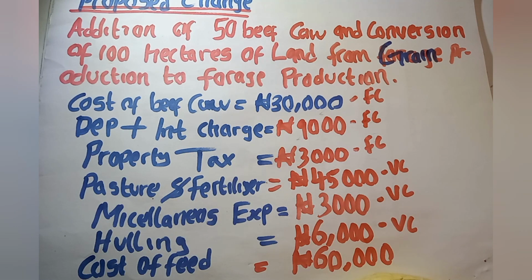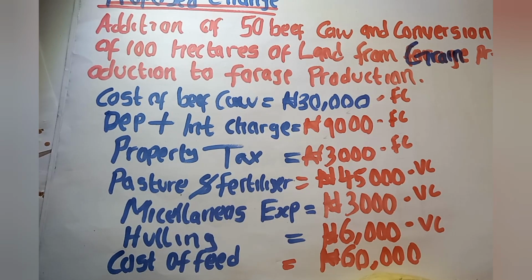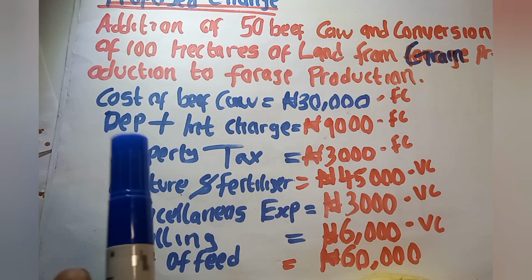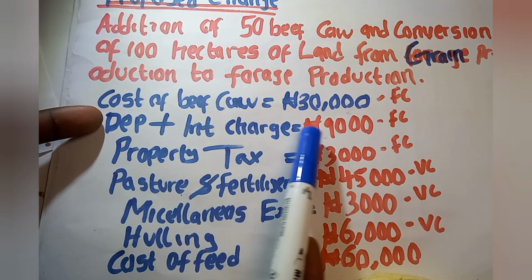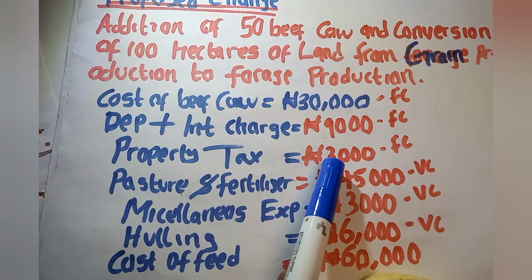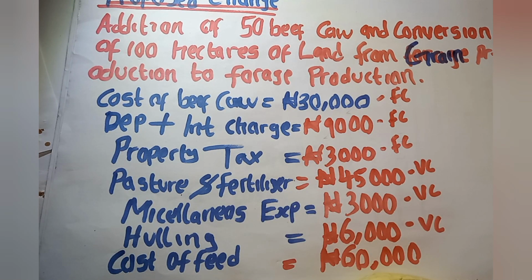So let's proceed to get our total additional fixed cost. The total additional fixed cost will be the interest on the cost of beef cow, plus the depreciation interest charge, plus the property tax. So that will be the total additional fixed cost.